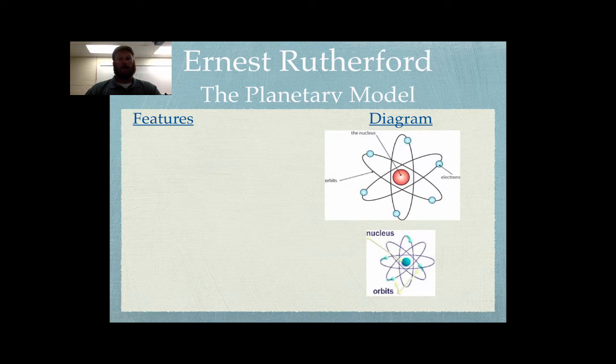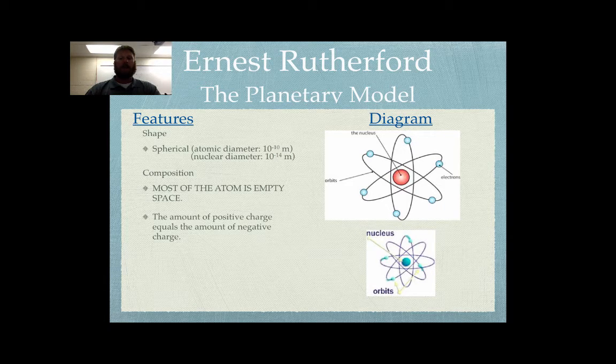Okay, what does it look like? Rutherford's model is probably what you picture in your brain when you envision an atom. There is a massive positively charged nucleus in the center of the atom, and the electrons orbit the nucleus. The amounts of positive and negative charge are equal, and electrons are held in orbit due to an electrical attraction to the nucleus. Overall, the atom is mostly empty space.